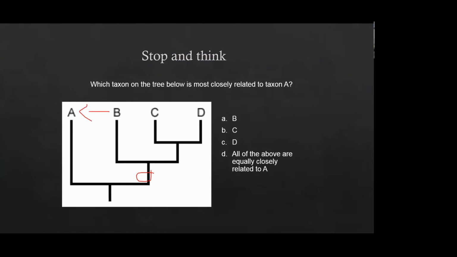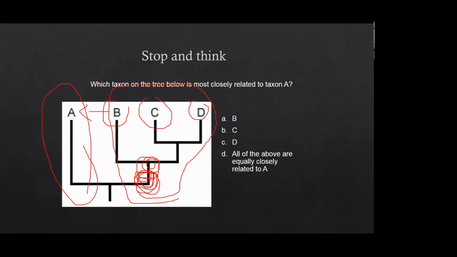So all of these are more closely related to A because B, C, and D all have their common ancestor, or well, I guess here. So this is a lineage, and this is a separate lineage, and their most recent common ancestor was right here in this node.